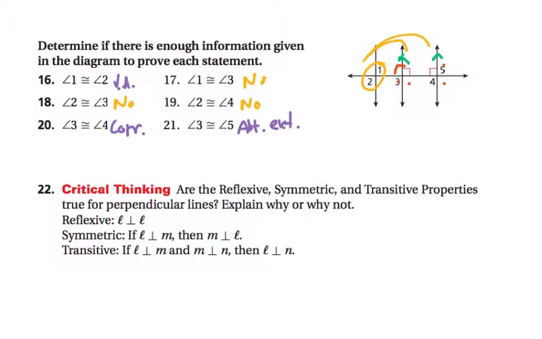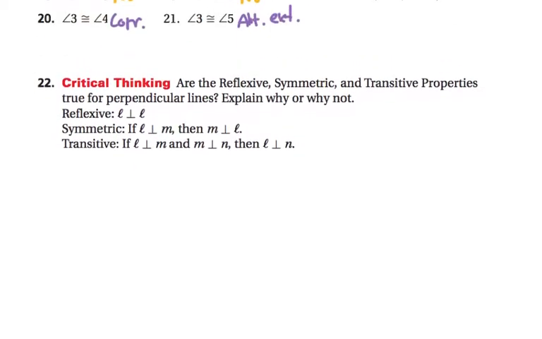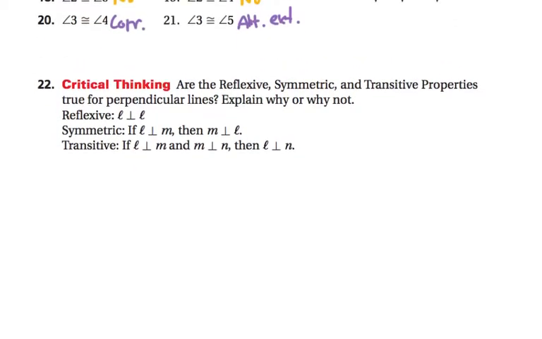Alright. So our last piece here is some critical thinking. Are the reflexive, symmetric, and transitive properties true for perpendicular lines? And we need to explain why or why not. So what we're saying is if we have line L, is it perpendicular to line L? Well, no, it can't be perpendicular to itself because it would have to meet it at 90 degrees. So no, and we're going to say this image down here.